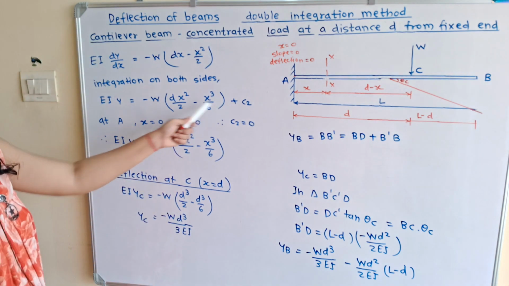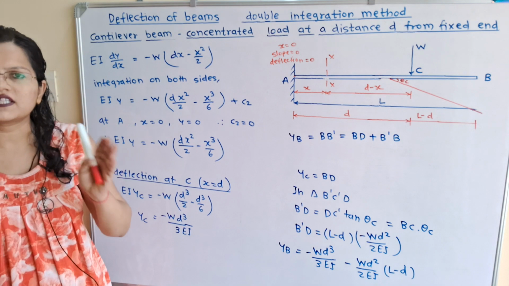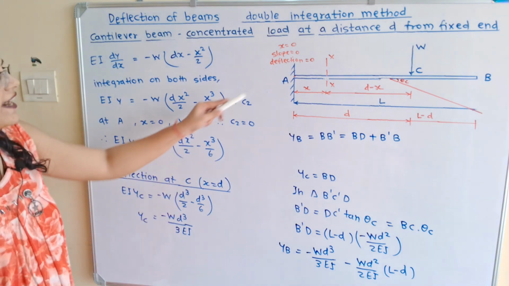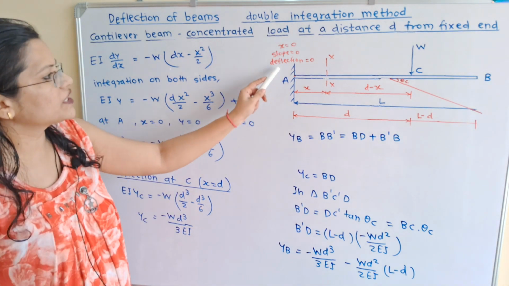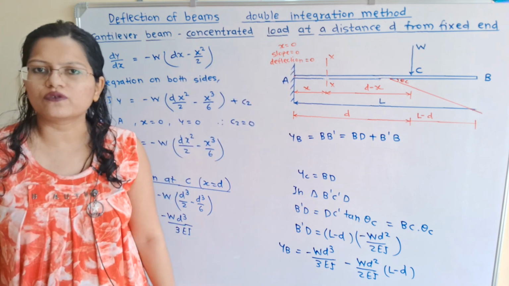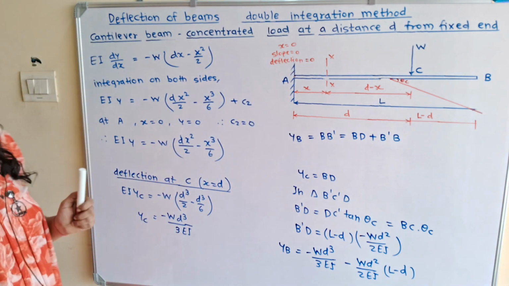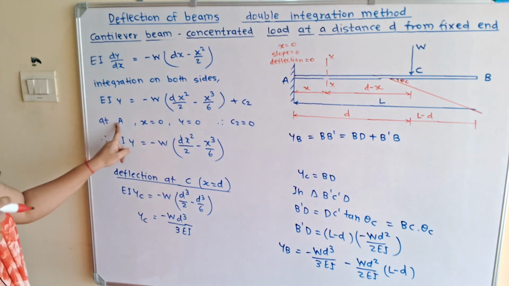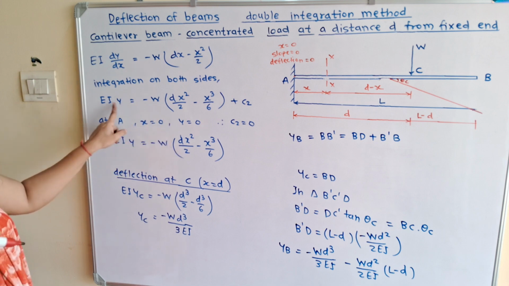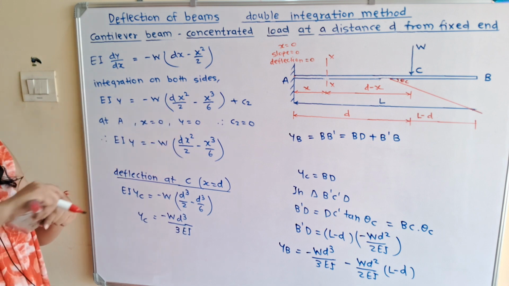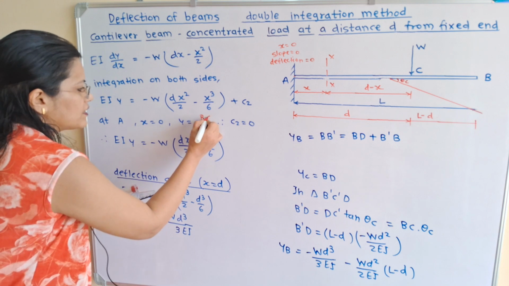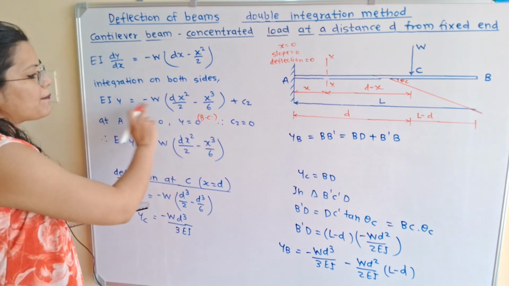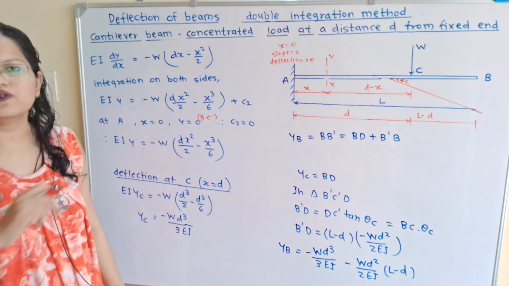Now if we observe in this equation, y is nothing but the deflection, and at end A, when x is equal to 0, then deflection is also equal to 0. So we will apply these boundary conditions. At fixed end A, x is equal to 0 and y is also equal to 0. So these are the boundary conditions. So when we apply, we will get c2 is equal to 0.